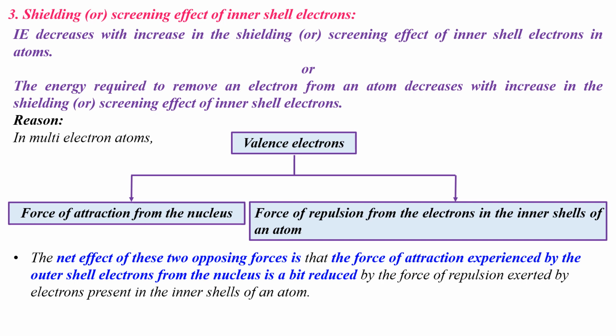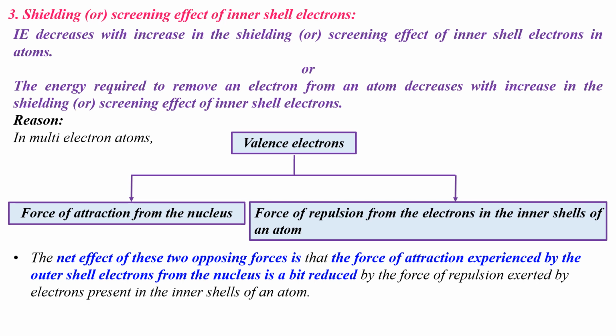The next factor which affects the value of ionization enthalpy of an element is the shielding or screening effect of inner shell electrons. Ionization enthalpy decreases with increase in the shielding or screening effect of inner shell electrons in atoms. Or in other words, the energy required to remove an electron from an atom decreases with increase in the shielding or screening effect of inner shell electrons.